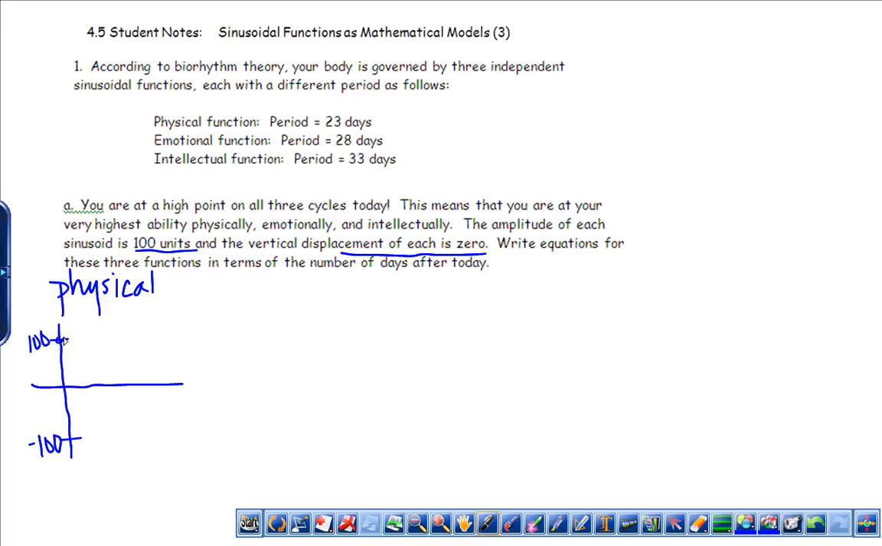If I start at 100, we need to know the period. It says the period is 23 days. So if I do a periodic sinusoidal graph, this is going to be 23. And then, of course, you can find the middle, which is going to be 11.5. Let's stop and find our b for each of these. I'm going to go 2 pi divided by 23 to find the b for each of these. This is going to be 2 pi divided by 28, and that reduces to pi over 14. And this is going to be 2 pi divided by 33.